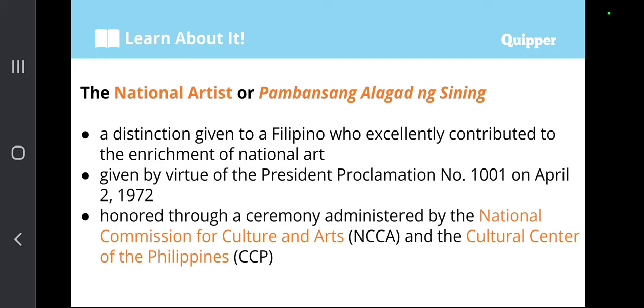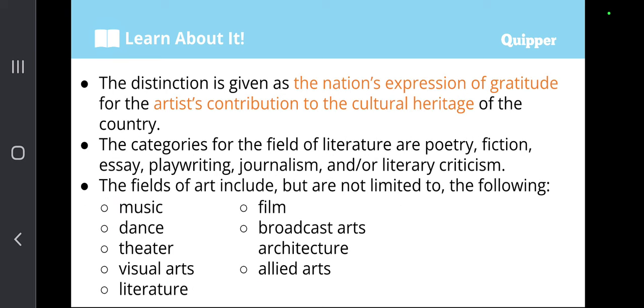You are, kumbaga, kinikilala ka as one of the best in that particular field. Now, the distinction is given as the nation's expression of gratitude for the artist's contribution to the cultural heritage of the country. That is the most, or if you ask me, that is the definite point of conferring the National Artist Award. The categories for the field of literature are poetry, fiction, essay, playwriting, journalism, and or literary criticism.